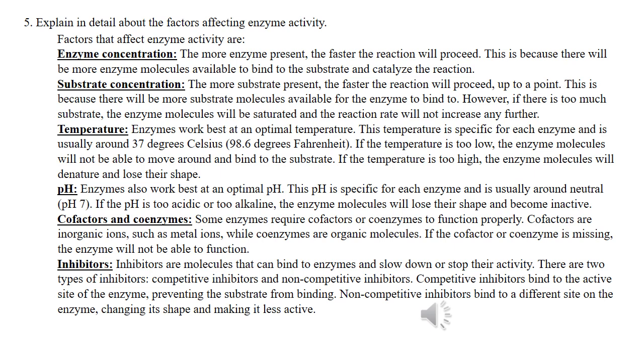Inhibitors: inhibitors are molecules that can bind to enzymes and slow down or stop their activity. There are 2 types of inhibitors: competitive inhibitors and non-competitive inhibitors. Competitive inhibitors bind to the active site of the enzyme, preventing the substrate from binding. Non-competitive inhibitors bind to a different site on the enzyme, changing its shape and making it less active.